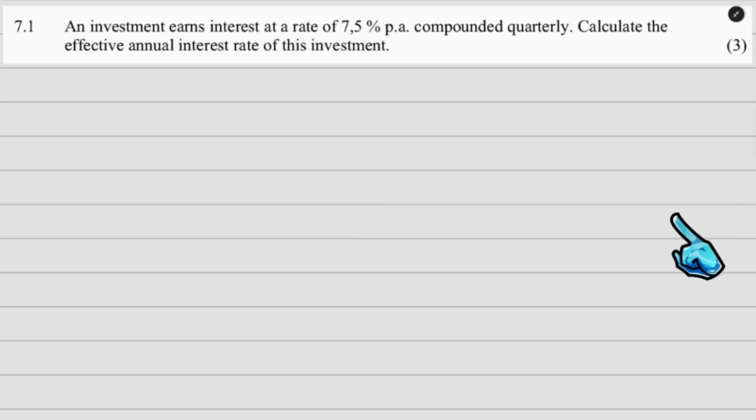In question 7, we are starting off with financial maths, and we've got an investment that earns interest at a rate of 7.5% per annum. That's what PA stands for, and it's being compounded quarterly. And with this, we need to calculate the effective annual interest rate for the investment, and this requires you to know this formula off by heart. This formula is not on your formula sheet.